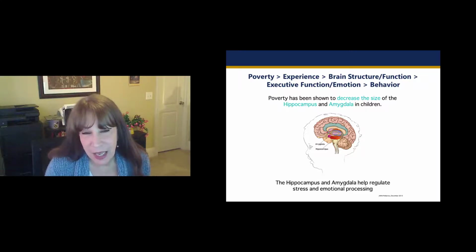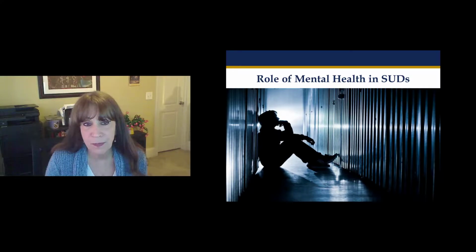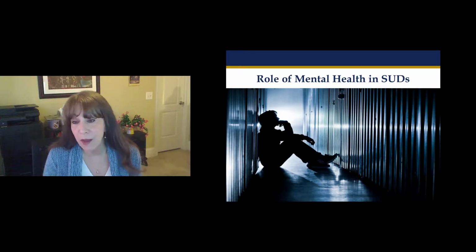The take home here, and I have this picture here so you can see, is that poverty has been shown to decrease the size of structures, the hippocampus and the amygdala, in children, that help to regulate stress and emotion processing. At the top, poverty leads to certain adverse experiences that can affect the structure and function of the brain, that can be manifested in the inability of cognition to tamp down emotional responses, ending up in behavioral problems such as substance use. So what is the role of mental health in substance use disorders?